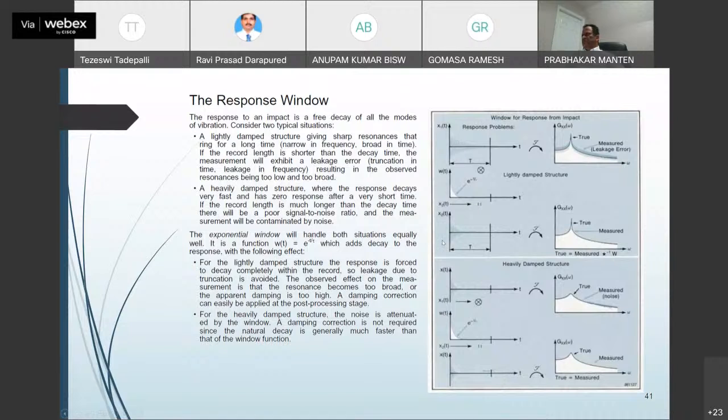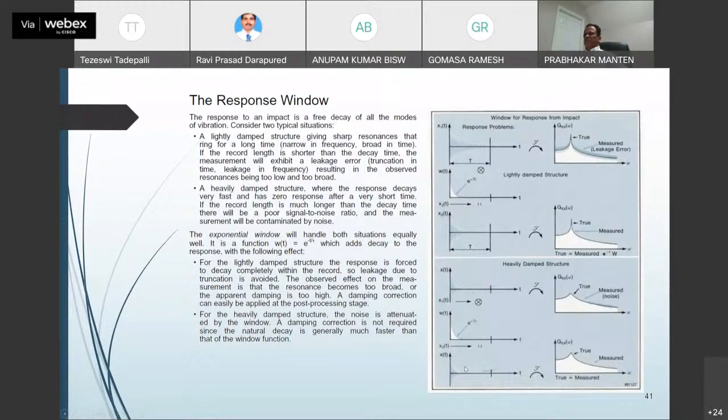If you introduce this exponential window and made it come down to 0, there'll be a difference. The true response was this, but the measured one has the extra damping added in that exponential decay. You forced it to die down, creating that artificial effect. But sometimes it's a necessary evil, because it will go on forever, and the anti-aliasing and these things come into play. A heavily damped structure, for example, is where the response decays very fast already.